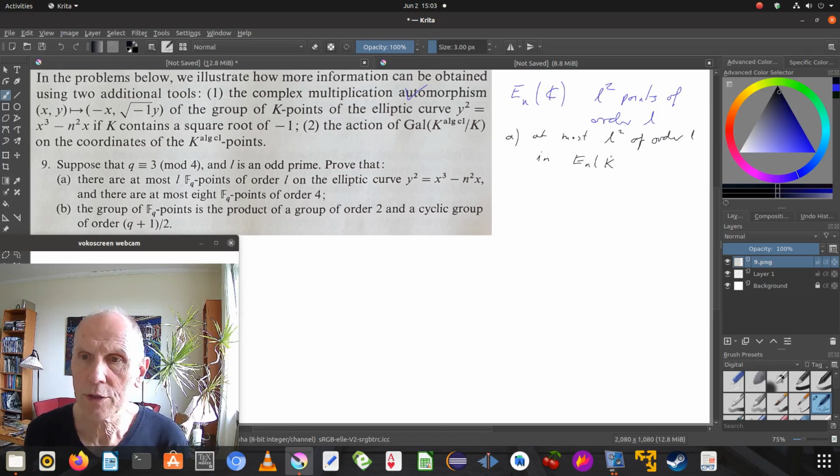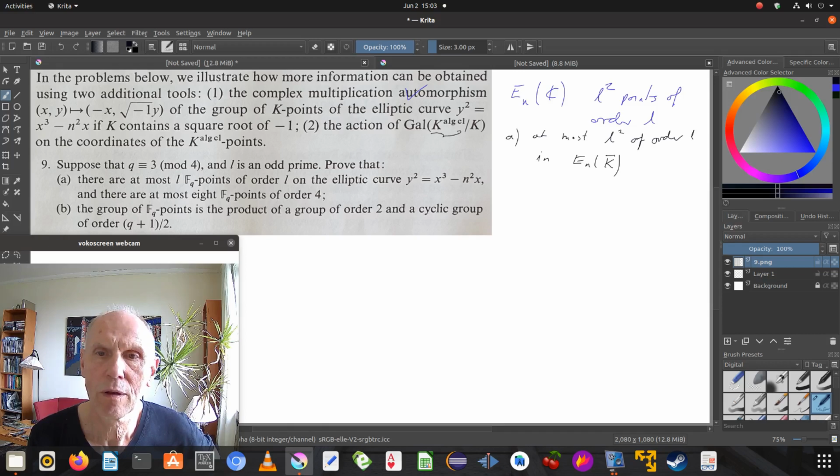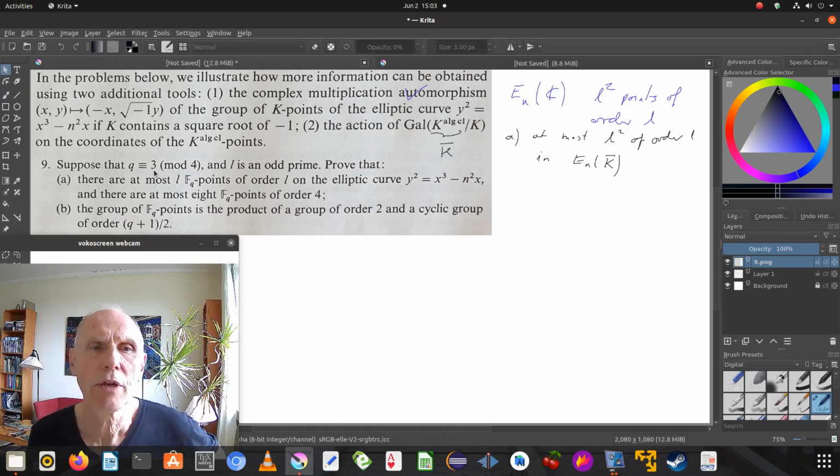I'll just denote a bar to say algebraic closure. So this bar means algebraic closure. And when q equals 3, there is no square root of -1 in F_q.